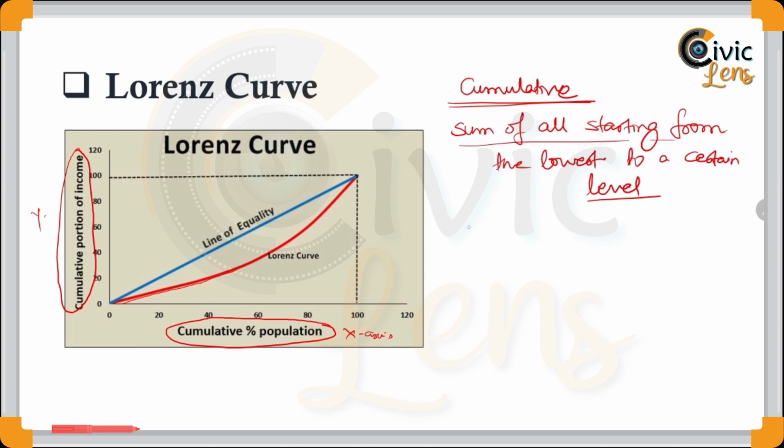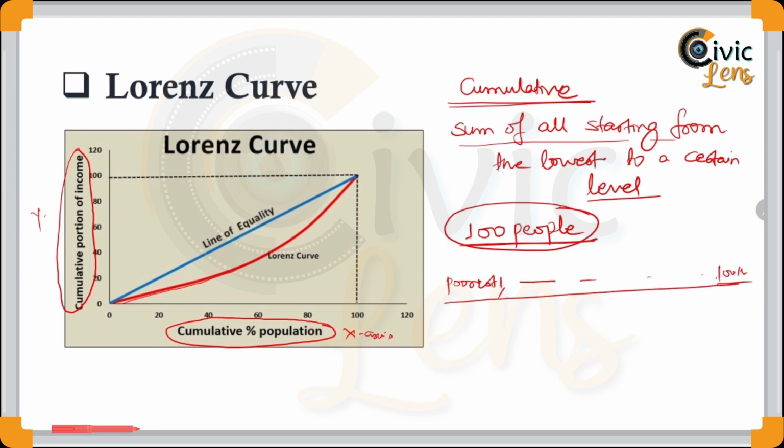Let's say there are a total of 100 people, and based on their income we have to draw the Lorenz curve. So what we will do first is arrange these 100 people in ascending order of their income. So the poorest one first, then the next poorest, then the next poorest, and likewise up to the richest one among these 100 people. Once we have arranged these 100 people in ascending order based on their income, we will find out the poorest 20% of people and their total income earned. So let's say they earn 5% of total income.